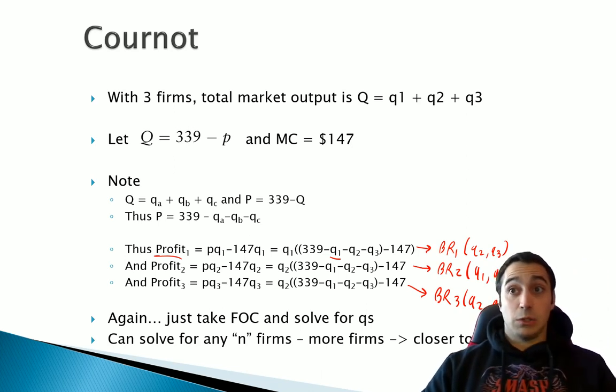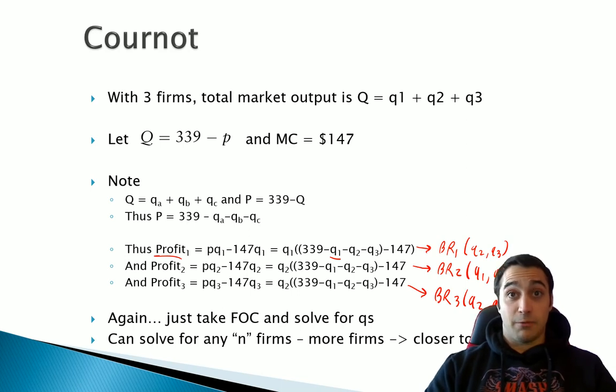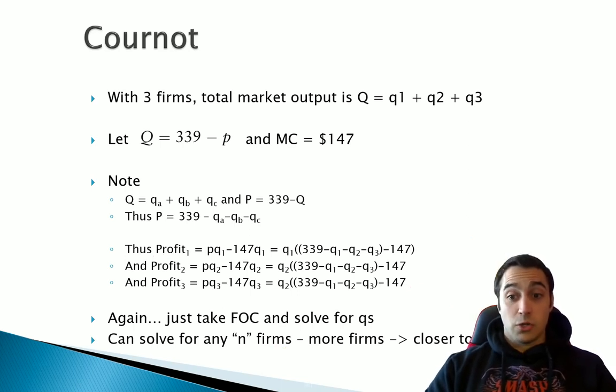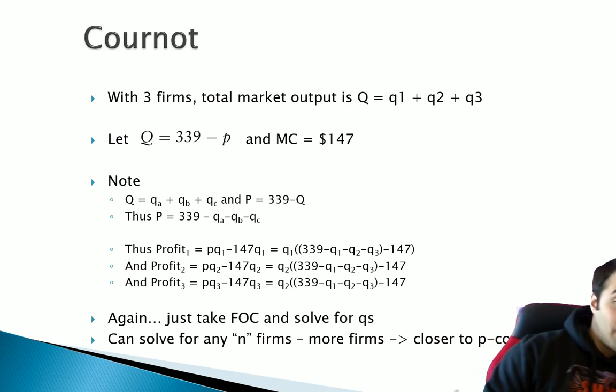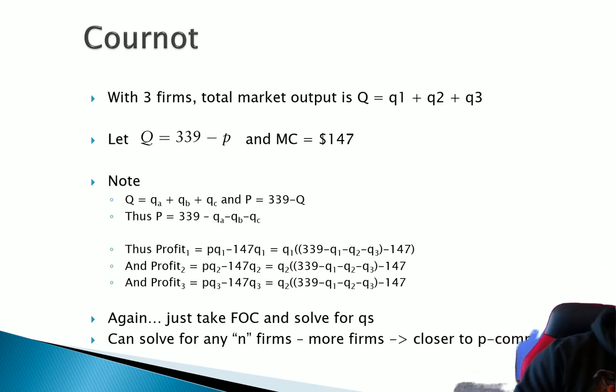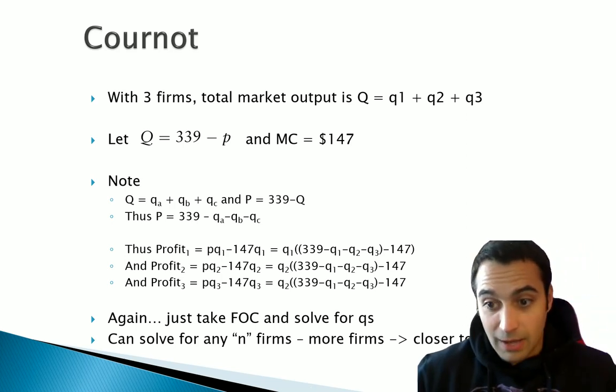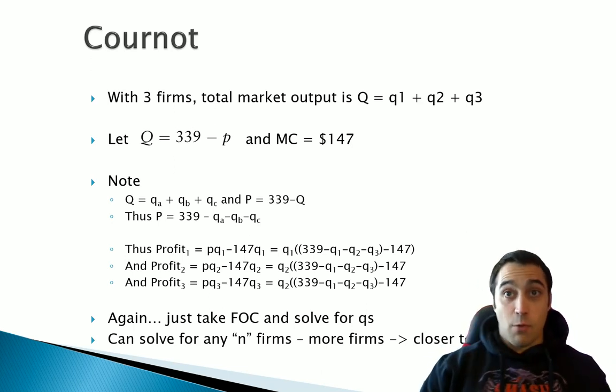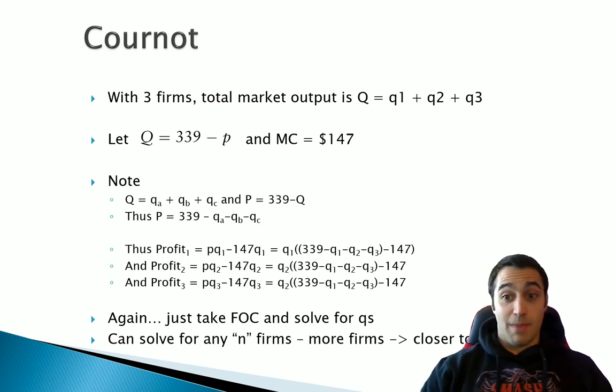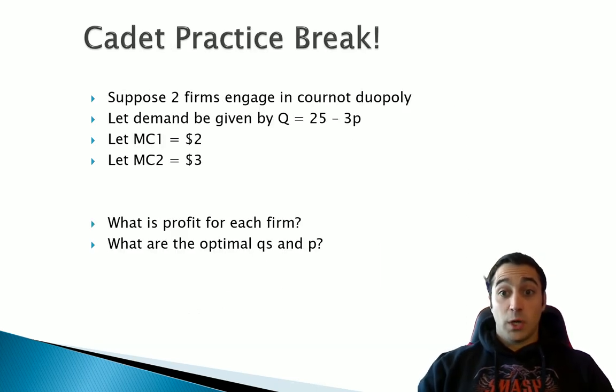In fact, you can do this for any number of firms, any n firms. And you should note that the more firms you have, the closer this gets to perfectly competitive markets. And in fact, if you have infinite firms, this math will actually turn into perfectly competitive markets, i.e. price equals marginal cost.